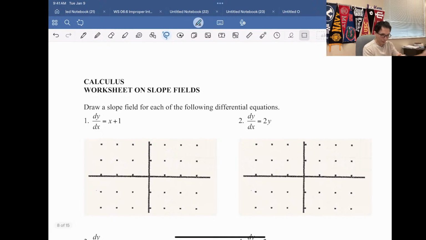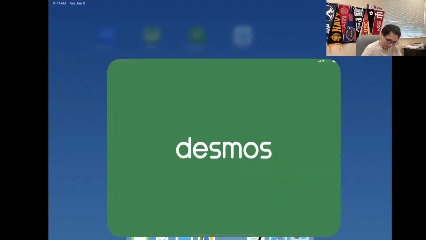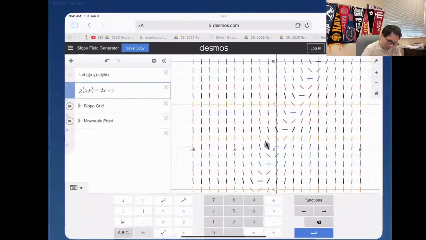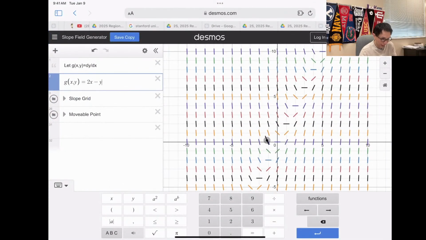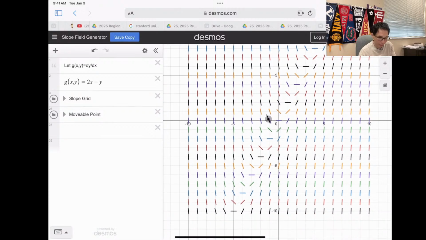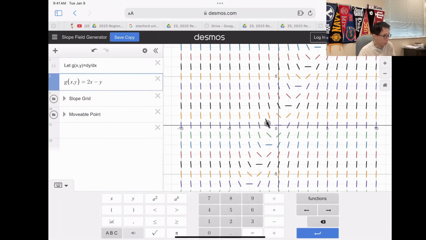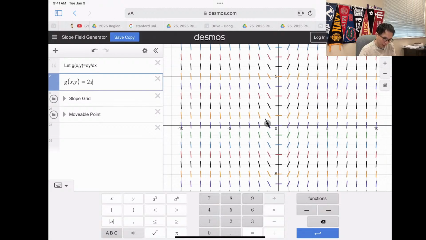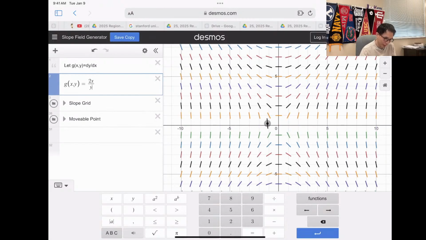All right, we're gonna talk about slope field. So what is a slope field? If a slope field looks like this, we're gonna draw this today. We can change it to this. We can say 2x divided by y, and then it's gonna generate a new slope field.